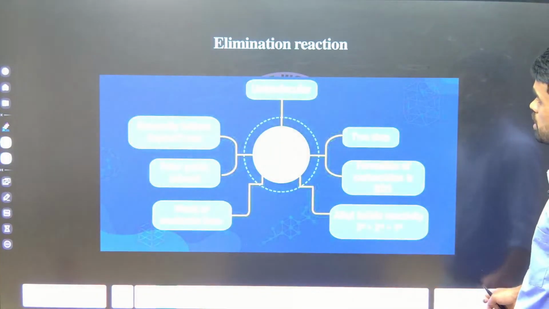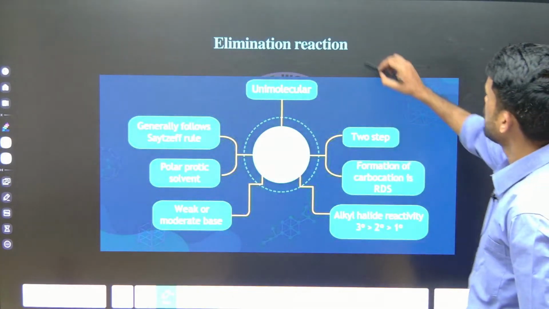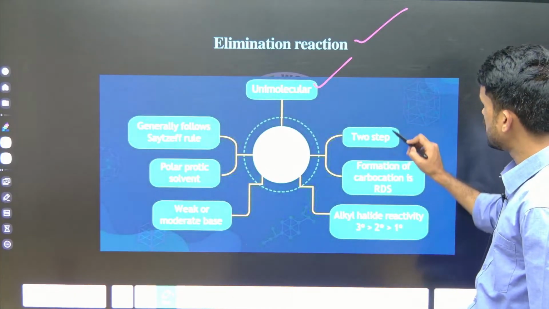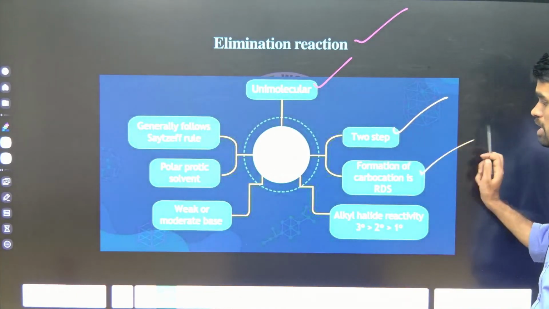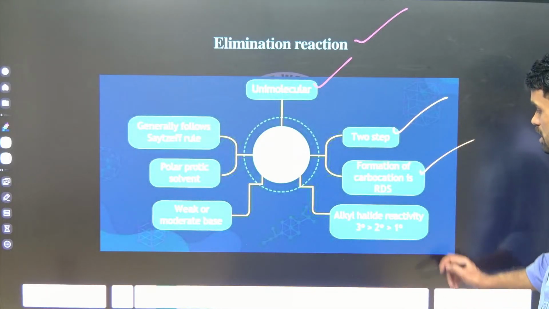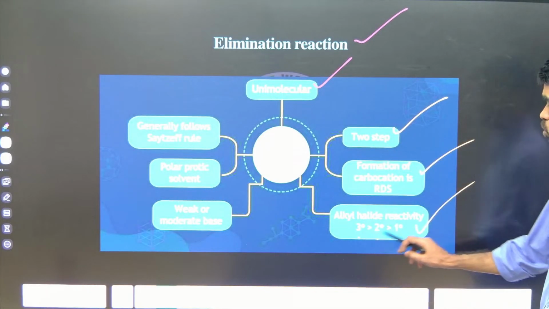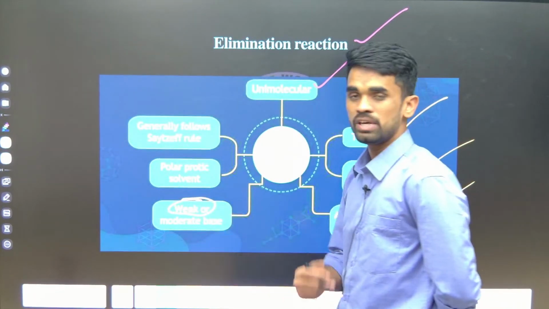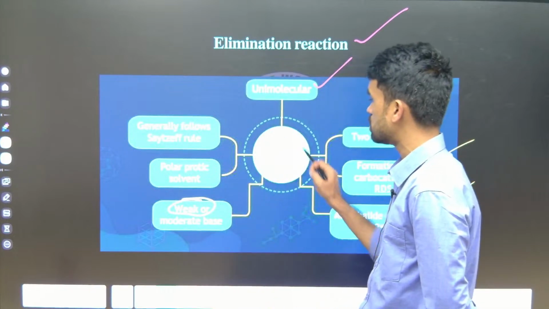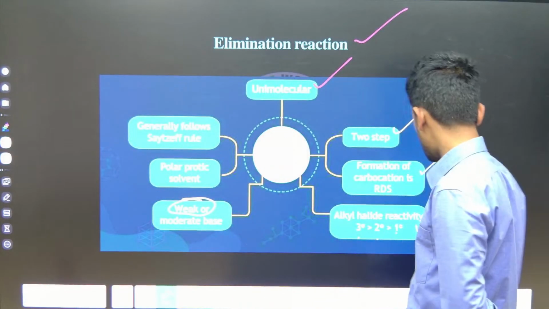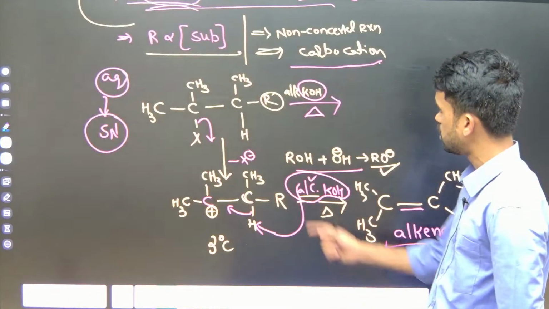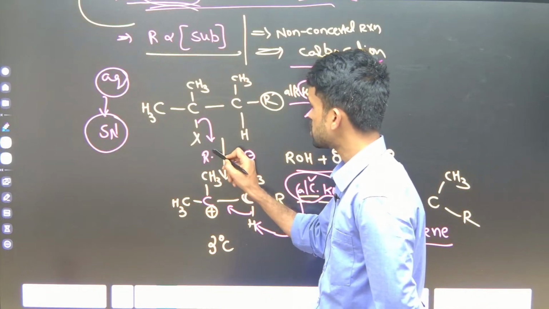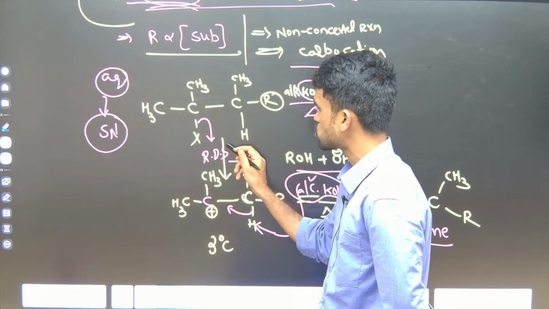Next, I need to discuss E1 and E2. These are the points to be remembered. The E1 elimination reaction, that is unimolecular, is a two-step process. The first step is carbocation formation, which is the rate determining step. Reactivity of alkyl halide is 3, 2, 1, as I told you. Here there is no point in discussing weak base or strong base in E1 elimination. Why? Because in the rate determining step, the base is not involved, only the substrate is involved, as this is the slowest step.